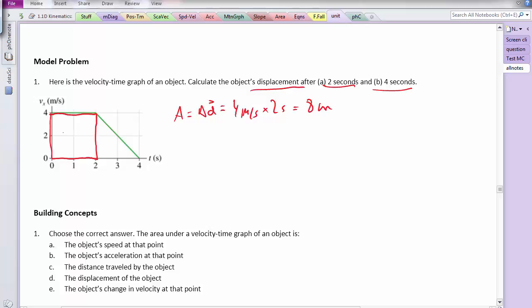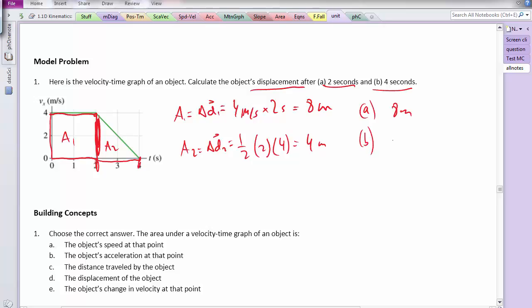After 4 seconds, we take area 1, but we also need to add area 2, which is displacement 2. We can't just do 4 times 2 because this is not a rectangle, it's a triangle. So we need to do 1/2 base. The base is length 2 times the height, which is length 4, which gives us 4 meters. So the answer to A is 8 meters, and the answer to B is after 4 seconds, 8 plus 4, or 12 meters.